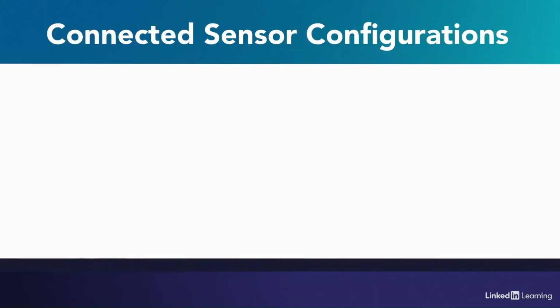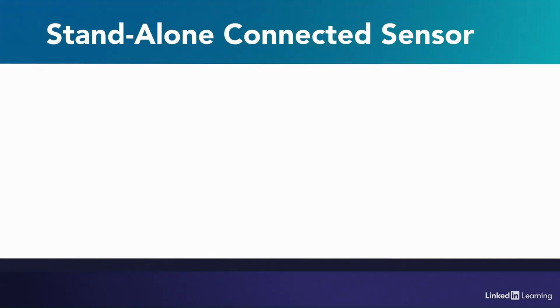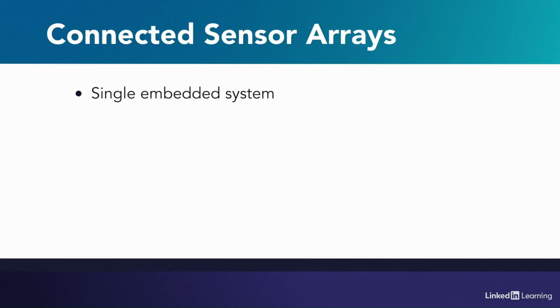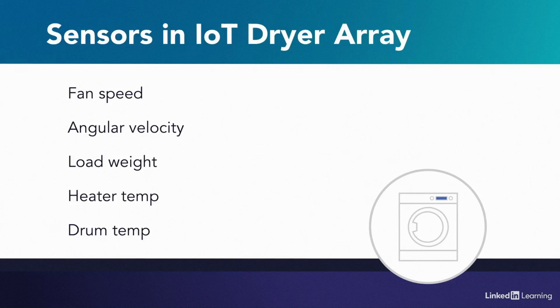There are two main configurations: standalone connected sensors and connected sensor arrays. A standalone connected sensor consists of a single embedded system with a single sensor, and it's added to existing products. Connected sensor arrays are one embedded system with multiple sensors. These are used in new products. For example, in our IoT dryer, we would use a connected sensor array.